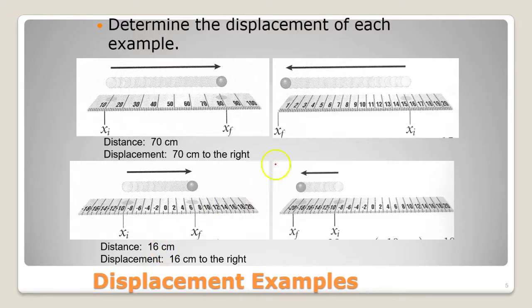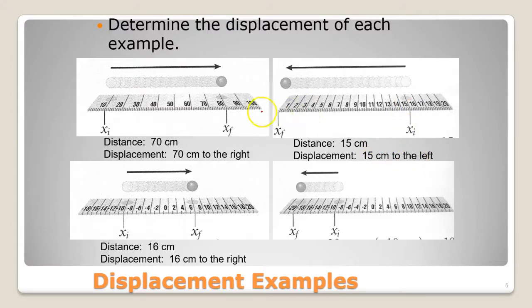Notice that in these other two examples, though, we're moving to the left. That doesn't change how we report the distance. We start at 15, we go to 0, the distance is 15 centimeters. It's the same distance as if the ball had gone the other way. But when we report the displacement, we'll report the direction.